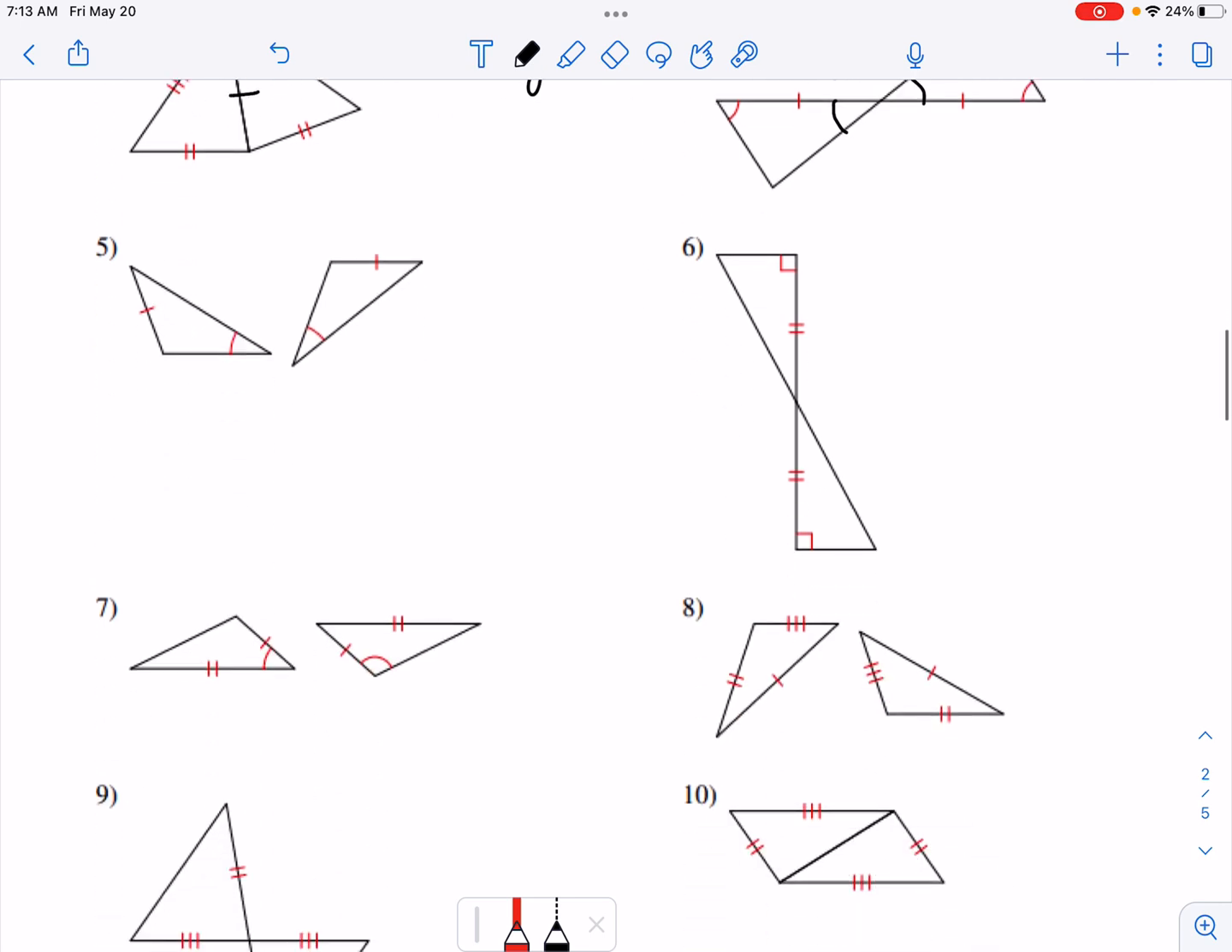All right, number 5. We have one side and one angle, but it doesn't look like we have anything else. We just have a side and an angle. So we only have two things. That's not enough to determine if the triangles are congruent. So these are not congruent. We don't have any other special types of angles, right? Not enough information to say those are congruent.